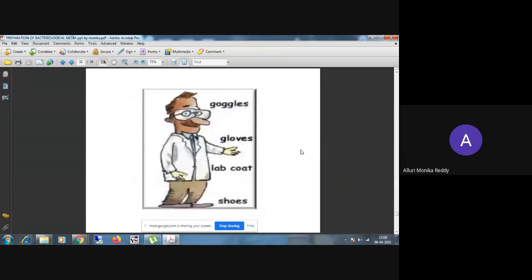This is the usual dress code to be followed in the laboratory. It's mandatory to have a lab coat, followed by goggles, gloves, etc. This is an essential thing.